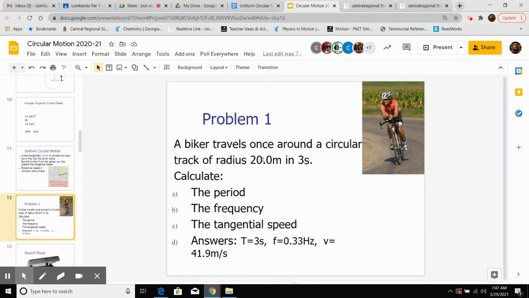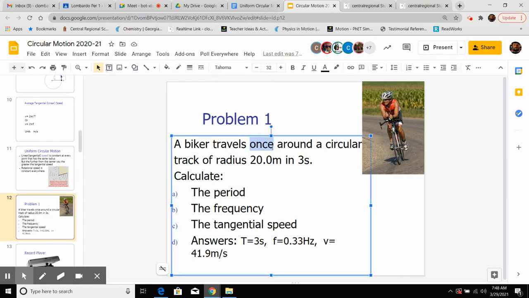So next, problem 1. A biker travels once around a circular track that has a radius of 20 meters in 3 seconds. So calculate the period, frequency, tangential speed. By reading this problem, since they go around the track once and it took them 3 seconds, that is their period. Period is 3.